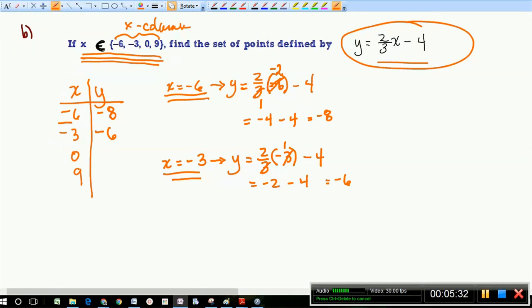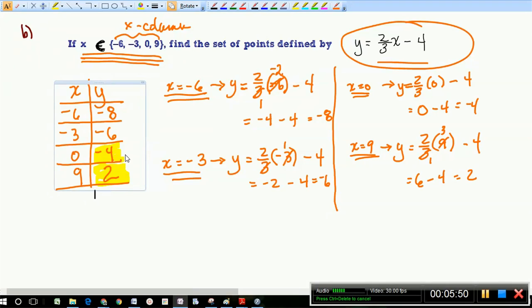Alright, so you guys go ahead and get the values for 0 and 9 very similarly, and just be neat about it, be careful, work carefully. You get the next two values, and pause your video right now. Okay, if you got negative 4 for 0, so the point 0, negative 4, and then a 2 for the x equal to 9, so 9, 2 would be that point, you're correct. Let's plot these and see what happens now.